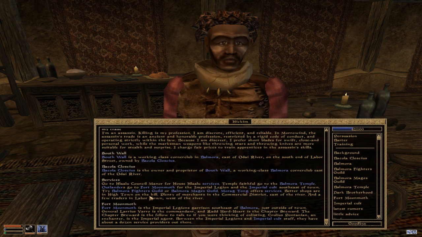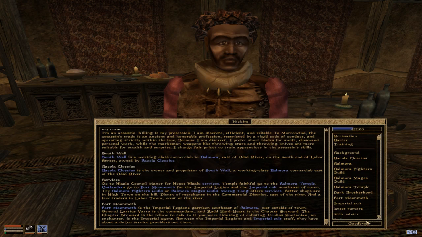Fort Moonmoth is the Imperial Legion's garrison, southeast of Balmora, just outside of town. General Varus is the commandant, and Rad Hardheart is the chapter steward. The chapter steward is the fellow to talk to if you were thinking of enlisting.